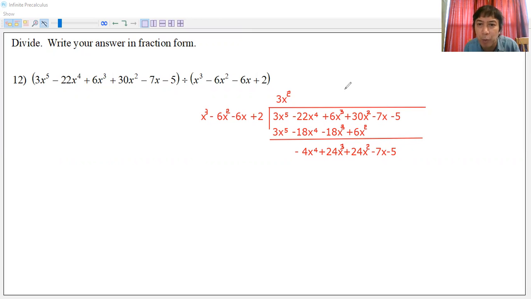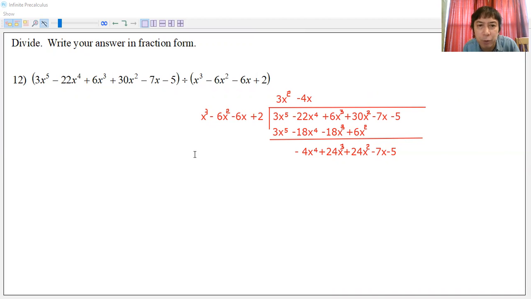All right, back to divide. Negative 4x to the fourth and x cubed. So it's a negative 4x over here in our quotient line. It's the number negative 4 by 1, so it's negative 4. The numeric will be negative 4. For the literal x to the fourth and x cubed, that's an x.